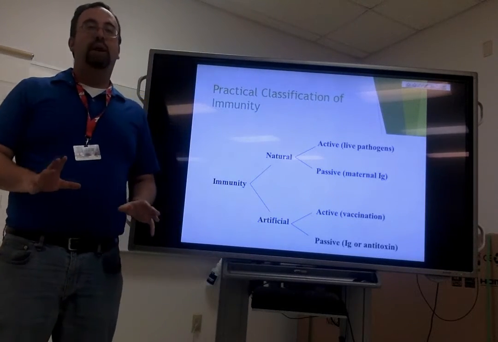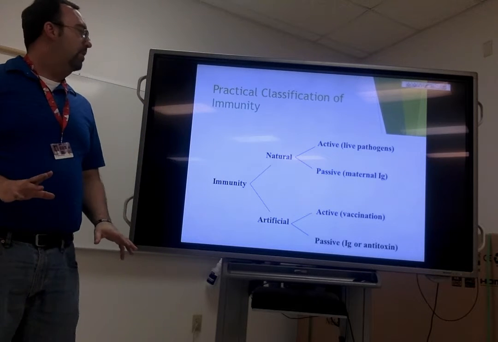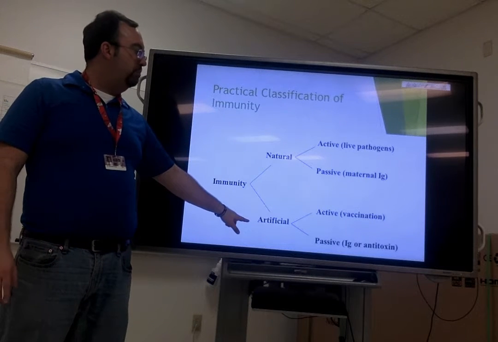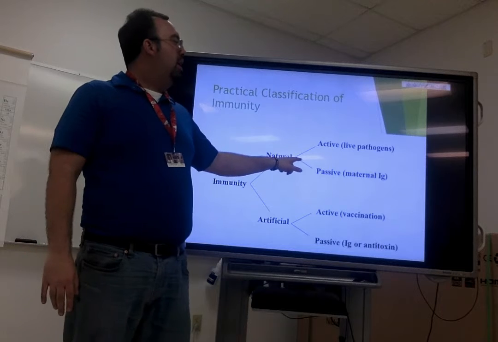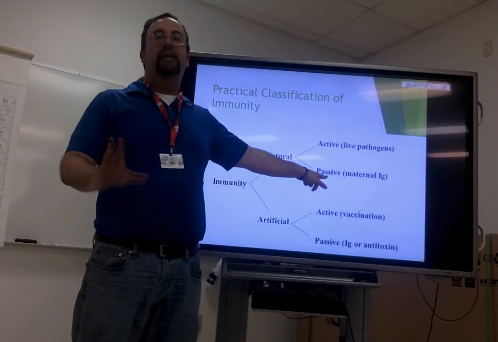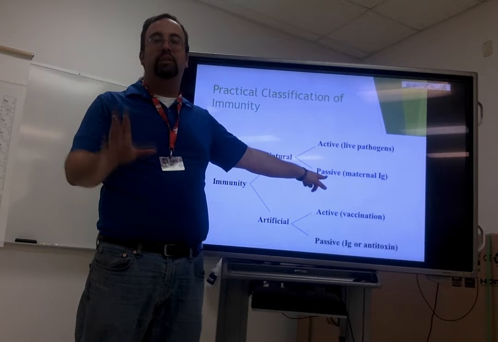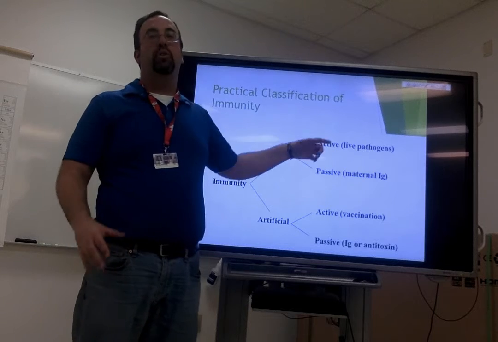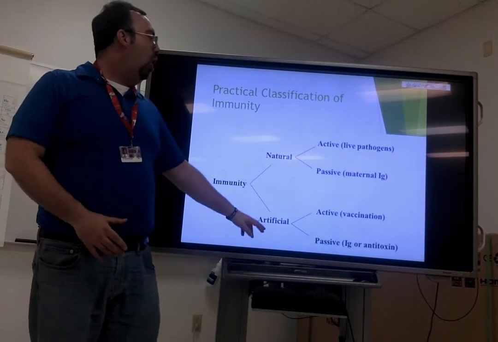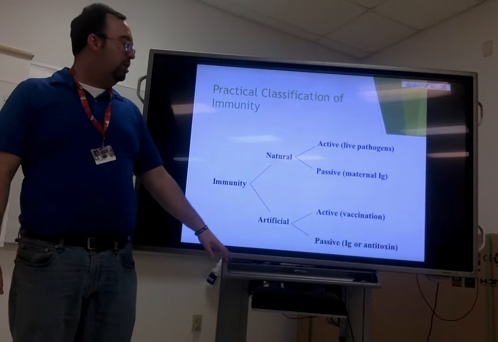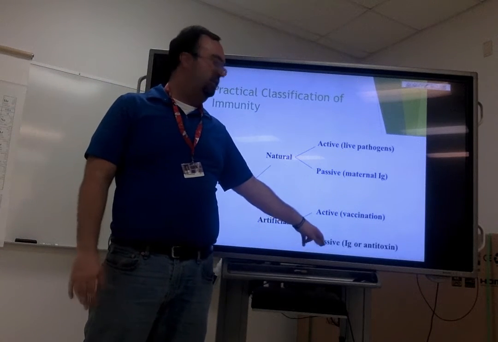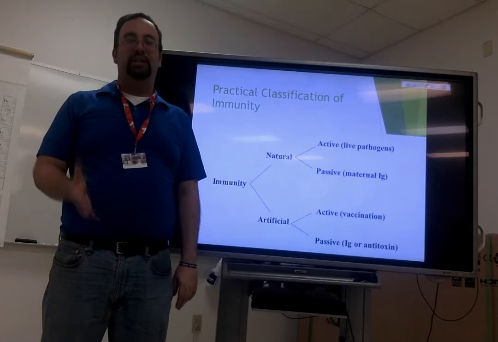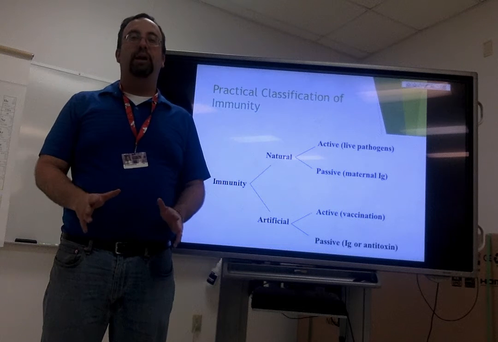I want to talk a little bit about how we can classify immunity. And so immunity, we can break into both natural immunity and artificial immunity. Natural immunity, passively, again, remember the IgG antibody can pass through the placenta from the mother. This is then countered by the active, which are the live pathogens within your body. Artificial immunity can be caused both by a passive, which is an immunoglobulin or antitoxin, or can be done by a vaccination.